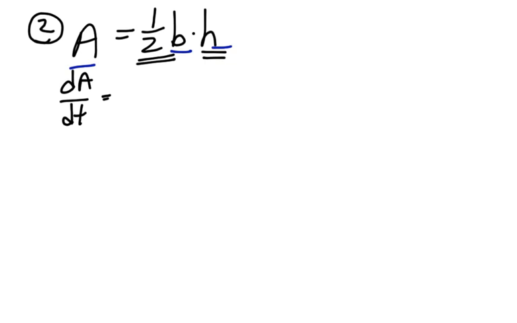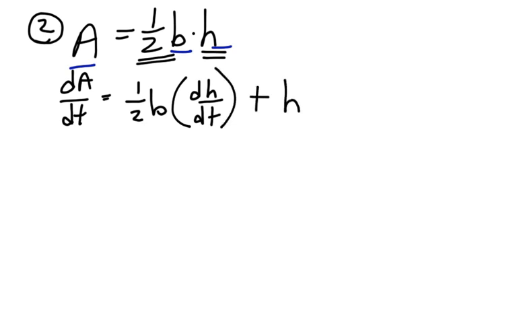So the product rule says I take my first function, which is 1/2 b, and I multiply it by the derivative of my second function. The derivative of h with respect to time is dh/dt, plus my second function, which is h, times the derivative of my first function, the derivative of 1/2 b, would be 1/2 db/dt. And that's the answer.